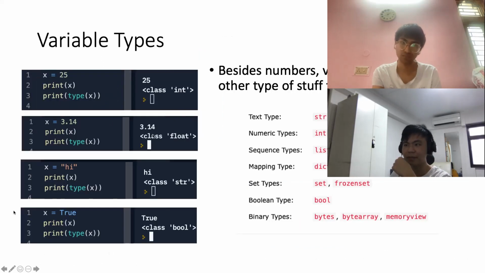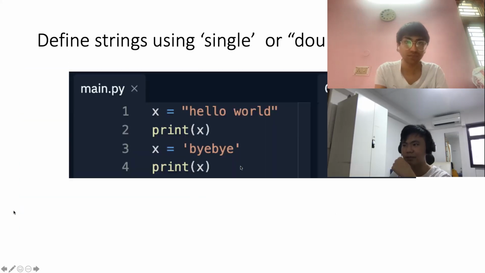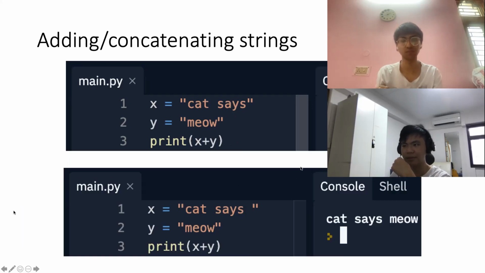Then we went through variable types. We learned that there are a few variable types, namely numbers and strings. Strings are words, and when you define a string, you use quotes. Then we talked about strings in greater detail. You can define them using single or double quotes. And we learned how to add strings together, which means you concatenate them, putting one after another. This is an example: cat says plus meow, you get cat says meow.